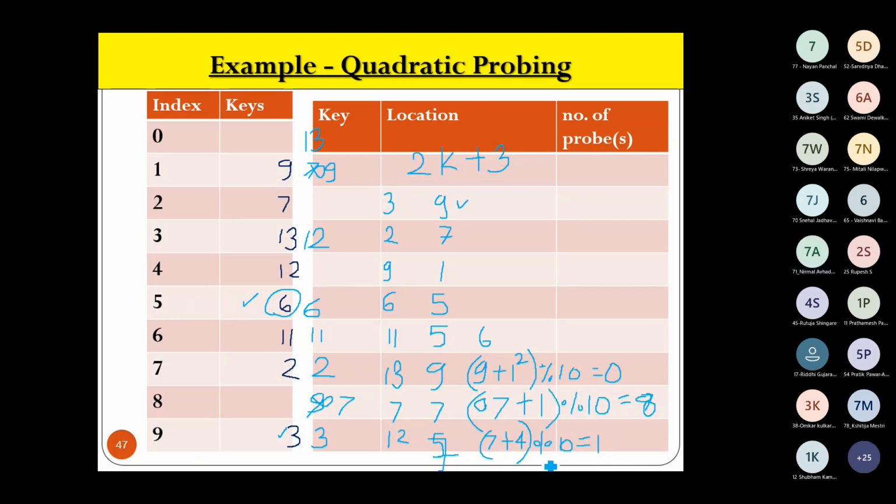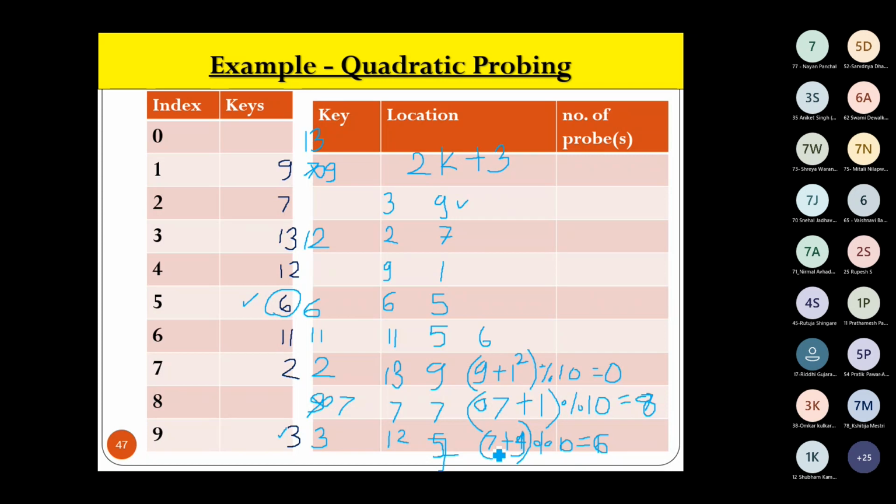9 plus 7 is 16. 16 mod 10 is 6. Location 6, is it already occupied? Yes, location 6 is also occupied. Then go ahead. 4 square. 4 square is 16. 16 plus 7 is 23. Is it right?